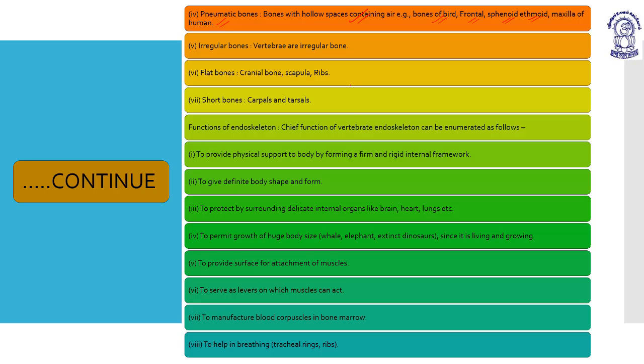Irregular bones, like vertebrae, don't have a regular shape. Flat bones are the cranial bone, scapula and ribs. Short bones are the carpals and tarsals.